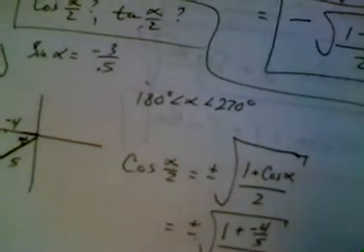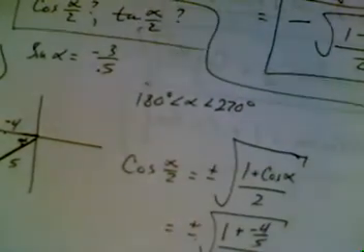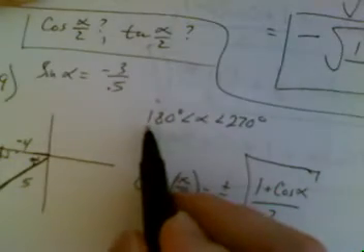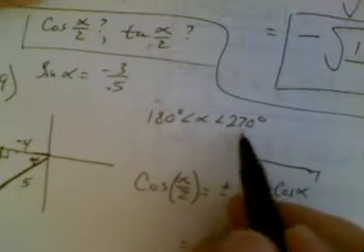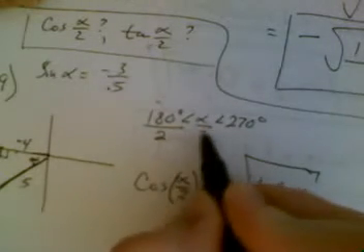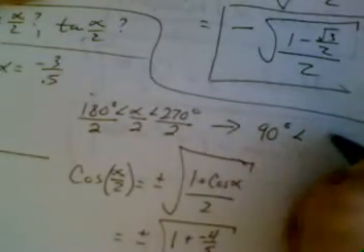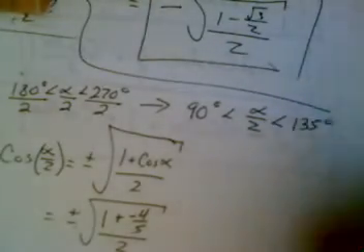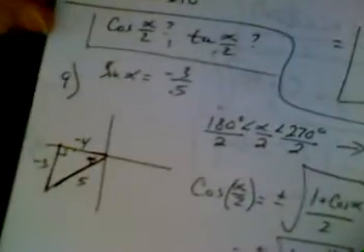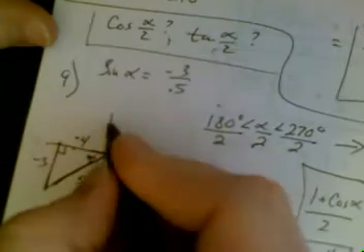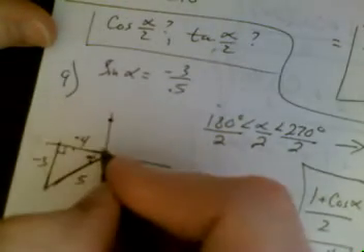What would this be? Well, this is where we have to do very, very careful division, because that's all it is, okay? Where does the cosine of alpha over 2 sit? Where is alpha over 2? Well, I know alpha is between 180 and 270. So if I divide all 3 pieces by 2, what does that give me? That gives me 90 degrees is less than alpha over 2, which is less than 135 degrees. Where is 90 to 135? Alpha over 2, this angle right here, is going to sit between 90 and 135. So it's actually over here.